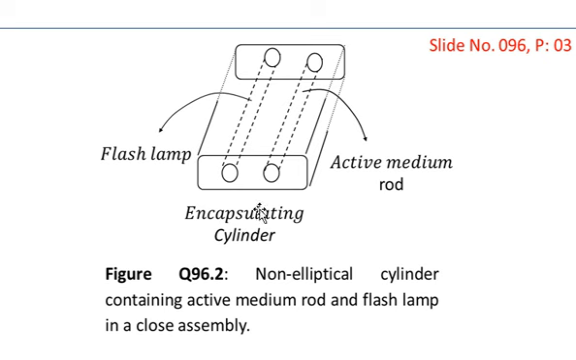So you can make a more correction over here, that you can write it as a non-encapsulating cylinder. So it contains the flash lamp and the active rod. Since this is a non-elliptical geometry, it is required that the flash lamp and the active medium should be very close to each other. And moreover, the inner surface of this geometry should be diffusely reflecting, so that it can uniformly illuminate the active medium rod when it receives light from the flash lamp. So this is the difference between them.